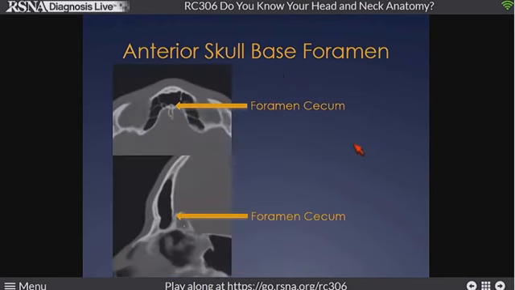So when we look at our cross-sectional imaging, we can see crista galli, and invariably on your axial sections, you will see a small defect, a small bony foramen, the foramen cecum. On sagittal reconstructions, you can sometimes see that behind the developing frontal bone and frontal sinus and in front of the crista galli.